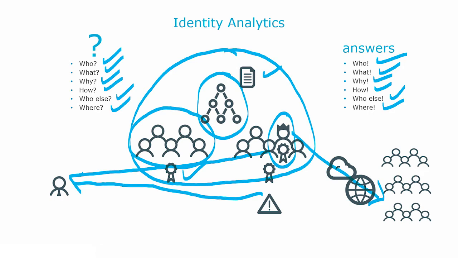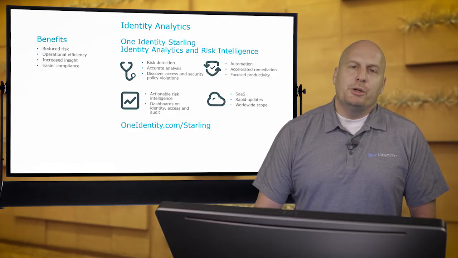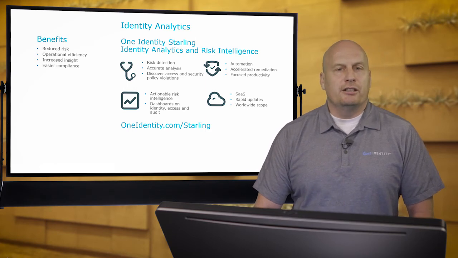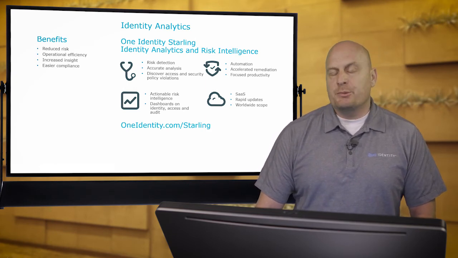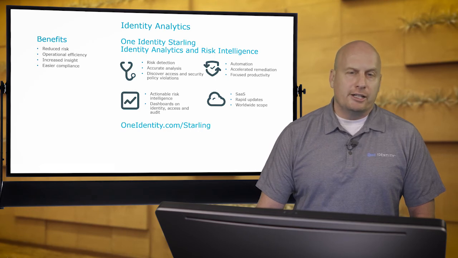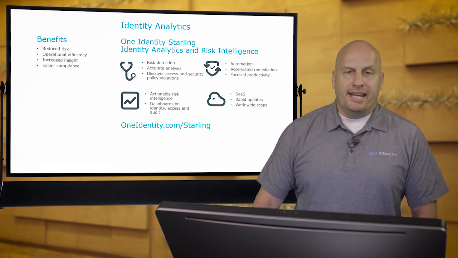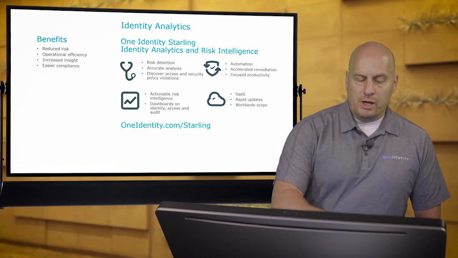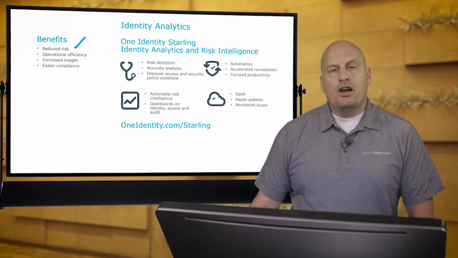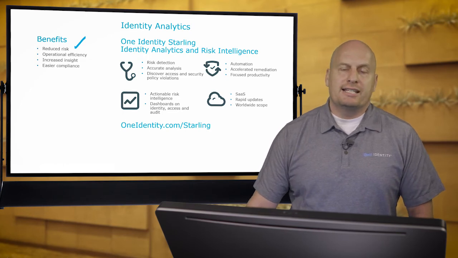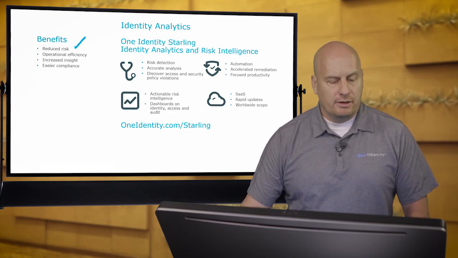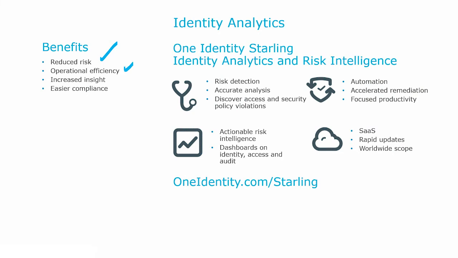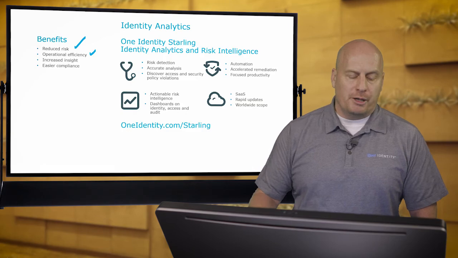So let's talk about how One Identity actually solves this problem for you. At One Identity, we have a new solution called Identity Analytics and Risk Intelligence. It's a SaaS-based offering. It's part of our Starling Identity as a Service platform. It does everything we just described with identity analytics. So, number one, it reduces risk. It allows you to find those instances where somebody has access beyond what they should have. It increases operational efficiency. It allows you to take action quicker, easier, and in a more automated manner.